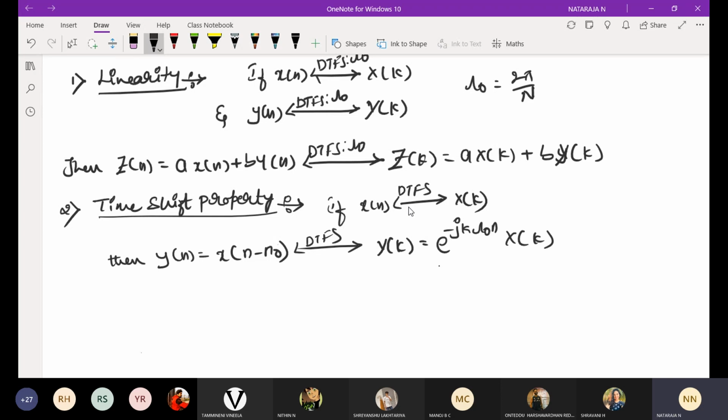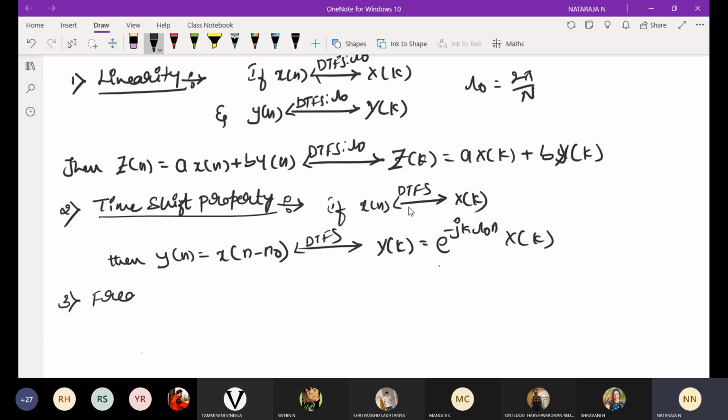If I deal with x of n with respect to x of k, we get that, but in terms of the shifting property, the output y of n is x of n minus n naught. If I check what I am going to get for y of k, y of k will be e power minus j k omega naught n naught into x of k. This is your shifting property. This is your time shift.